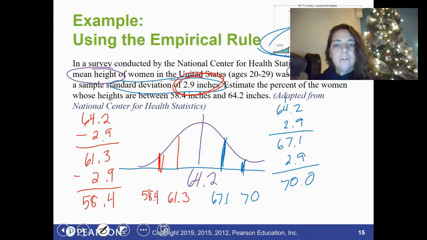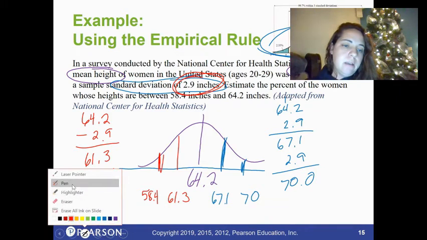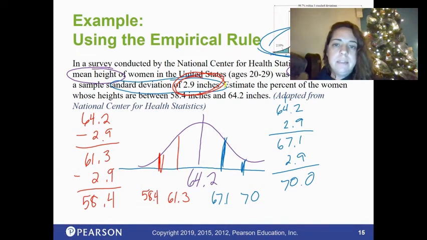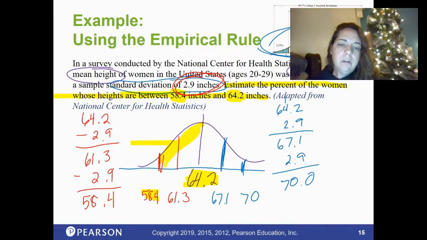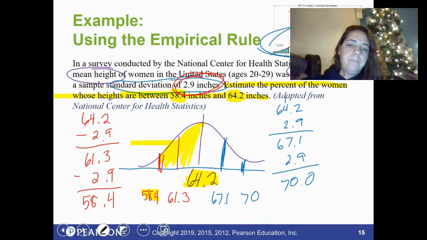So now I've got this group, and let me figure out what they are actually asking me. They said, estimate the percent of the women whose heights are between 58.4 and 64.2 inches. Okay, well, here's 64.2. Here's 58.4. So we're talking about from here to here. They want to know what percent of the women are in this group from here to here.